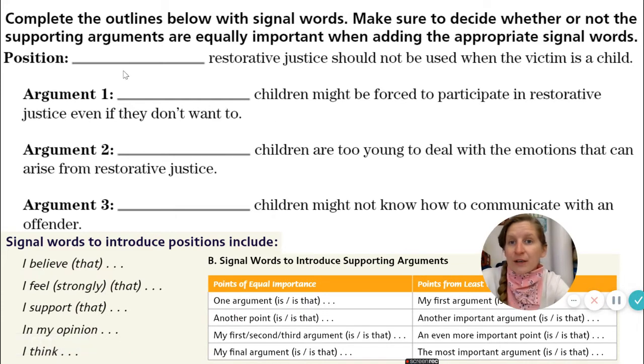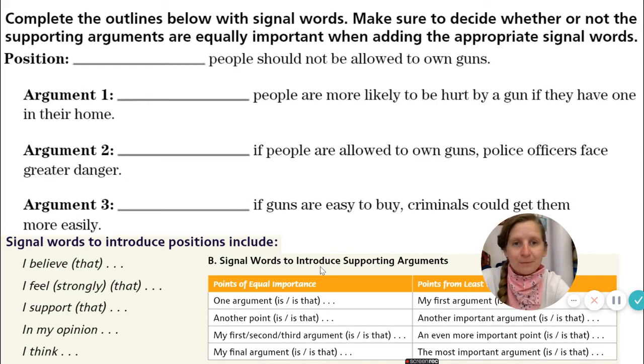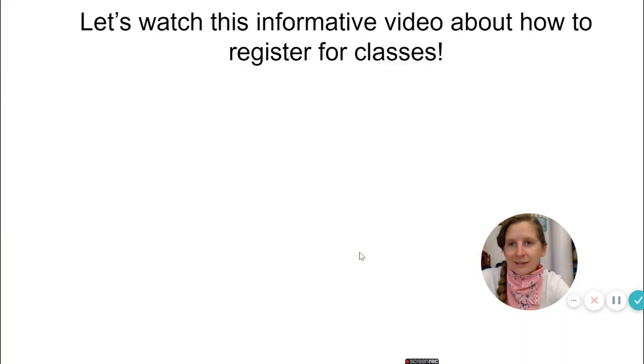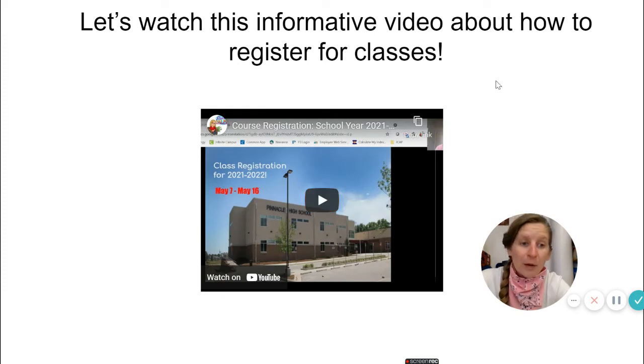And then we will go ahead and look through these various arguments, and we'll decide which signal words to put in the blanks here so that we can better signal the listener to what we are talking about. We'll do it here as well.